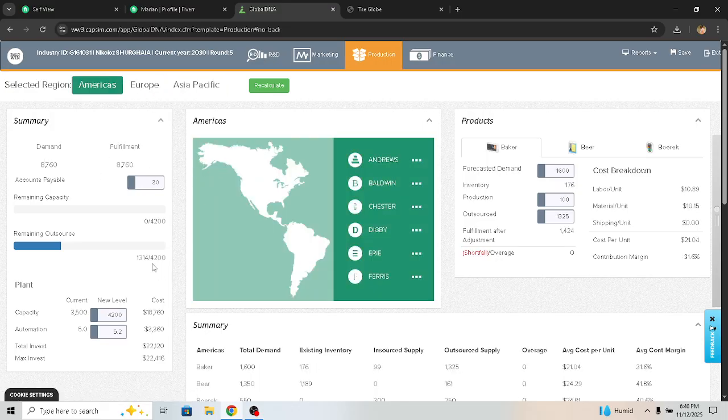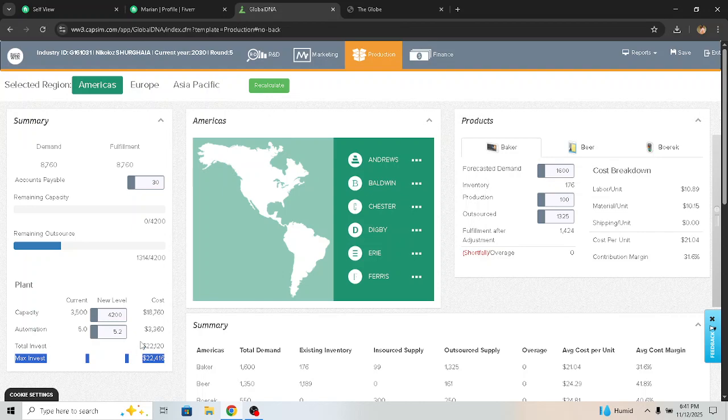With the Americas, the first decision we are going to make is to invest in our capacity down here, and we're also going to invest in automation. Looking at this page, you realize that we have a total maximum investment, the maximum amount of money we can spend this year in capacity and automation. So we have $22,416,000.